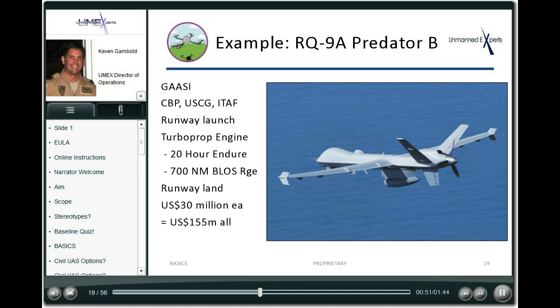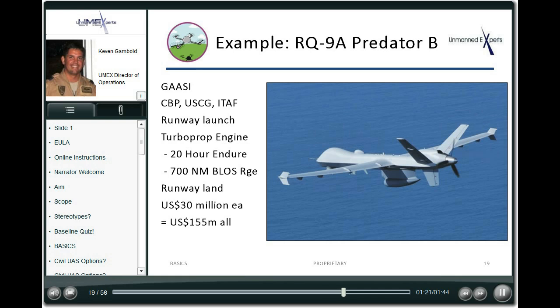It's treated just like a normal aircraft. It has a turboprop engine, which, given the right sort of payload, gives it 20 hours endurance, climbing to potentially, if you read the marketing material, 50,000 feet. And most importantly, that big dome on the front is a satellite dish. It works beyond line of sight, so we're not looking at any line of sight restrictions. You're flying the controls via a satellite pretty much anywhere in the world.